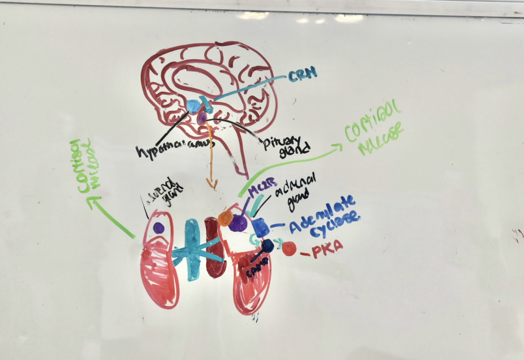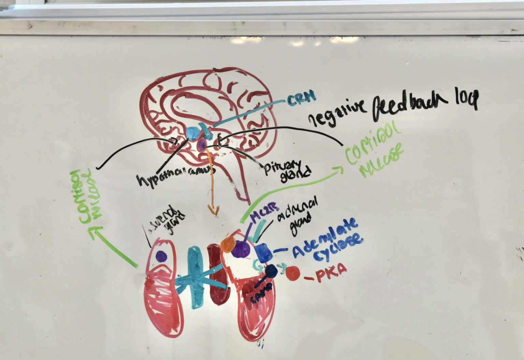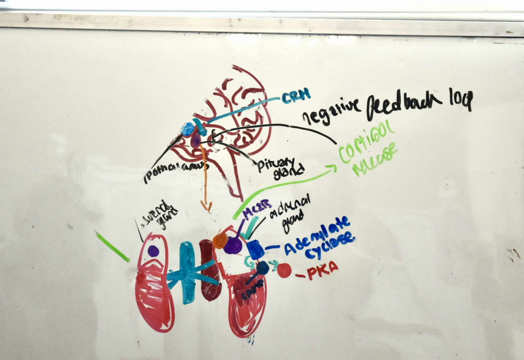Increased cortisol levels create a negative feedback loop because it signals the hypothalamus and pituitary gland to reduce the release of CRH and ACTH. This helps to maintain homeostasis in the body.